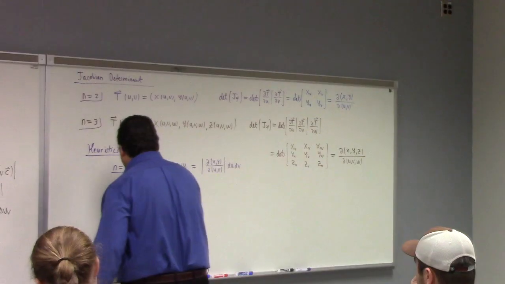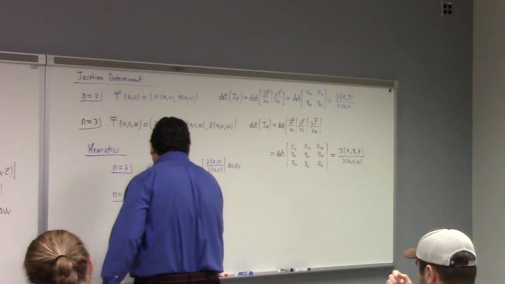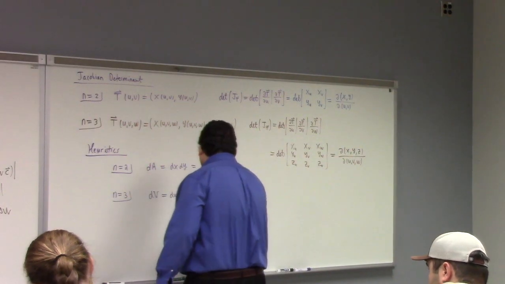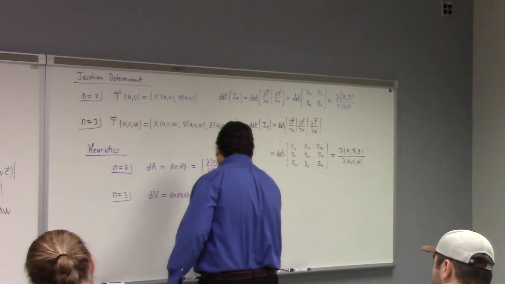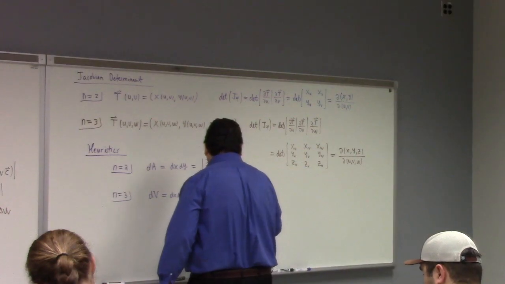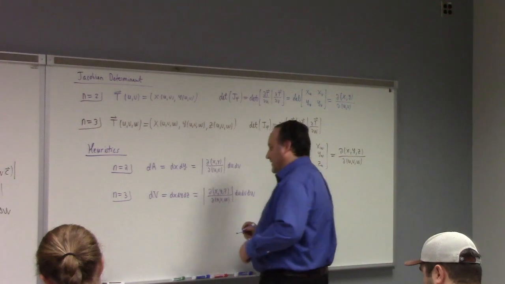Now, n equals 3 here. The infinitesimal volume is dx dy dz in Cartesians. But in a generic coordinate system, we have to do this. We calculate the Jacobian determinant like that.